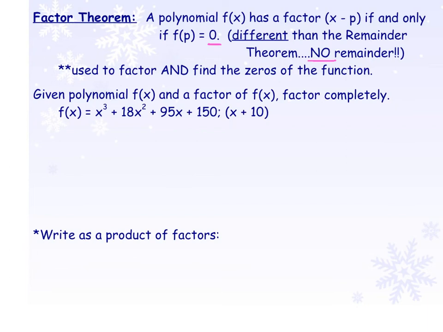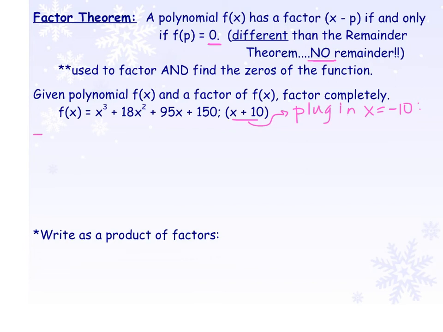All right, so here's how we're going to apply this idea. Given the polynomial f of x and a factor of x, factor completely. So that means we should get a remainder of 0 this time. If x plus 10 is our divisor, we're going to plug in whatever the x-intercept should be. So we're going to plug in x equals negative 10. If we set x plus 10 equal to 0, it would cross at negative 10. All right, let's put that to the test.